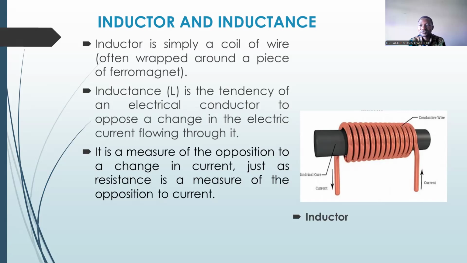We have known before that a resistor opposes the flow of current. So the measure of that opposition from a resistor is called resistance. Then the tendency of a conductor to oppose the flow of current through it is called an inductance. So inductance and resistance are not the same. Resistance is from a resistor, inductance from an inductor. The SI unit of inductance is Henry, named after the scientist that discovered this.